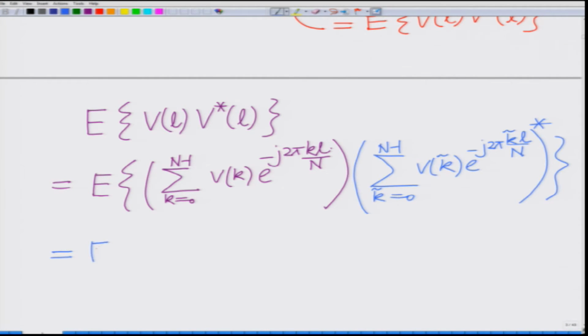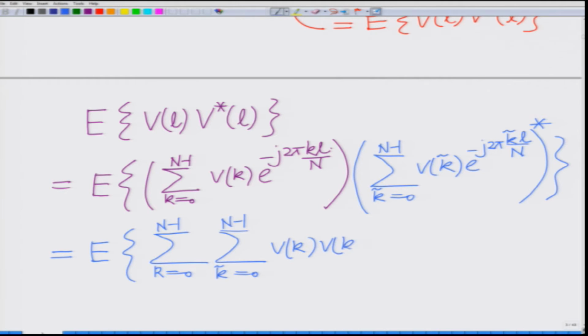Now, I am going to simplify this by multiplying out the terms in these two brackets term by term. So, I have the summation over k equal to 0 to n minus 1, summation over k tilde equal to 0 to n minus 1, V k, V k tilde conjugate, e to the power of minus j 2 pi (k minus k tilde) L by n.